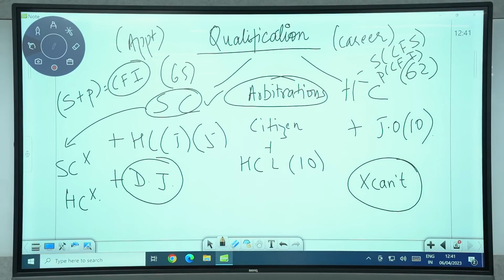So can retired Supreme Court or High Court judges be arbitrators? Yes, absolutely. They often are. Clear? I'm telling you for sure.